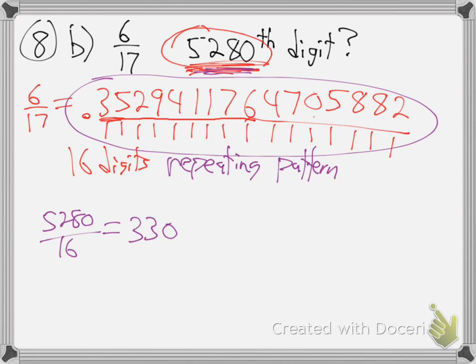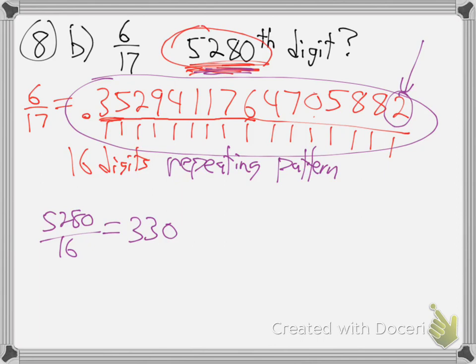So what does that mean is the 5,280th digit? It ends right there. It ends right there, because that means the string is exactly 330 of these. 330 of those to get out to the 5,280. And the last number in the last string is the 5,280th digit. So it's 2.